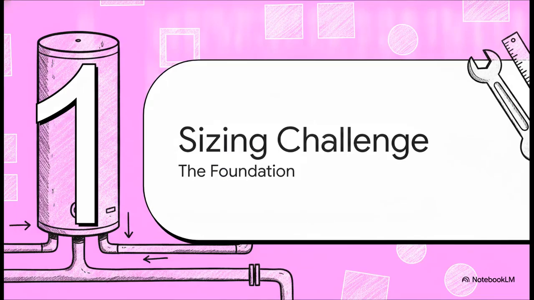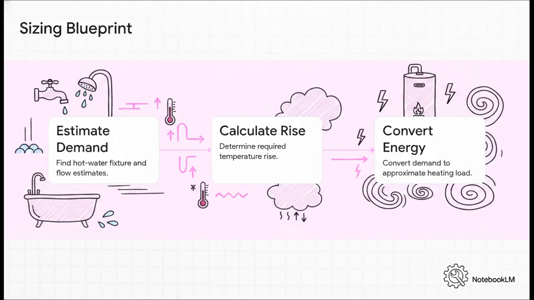All right, let's kick things off with step 1, the sizing challenge. Think of this as your ultimate blueprint. These right here are the 3 core pillars of commercial water heater sizing. We're tracking the whole journey from theoretical fixture usage, meaning the actual sinks and showers in your building, straight through to concrete mathematical energy calculations. You estimate the demand, calculate how much the temperature needs to rise, and then convert that directly into heating energy.